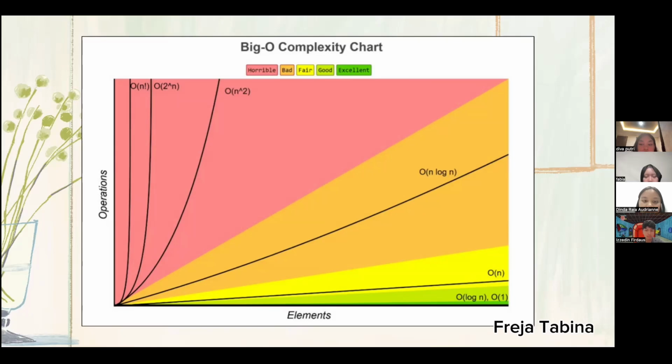And for this chart, we can see how O of n compares to other types of complexity. O of n grows steadily, faster than constant time, but much slower than quadratic or exponential time. And that shows that our system performance increases proportionally with the number of rooms, so it's still efficient even when the building is large.